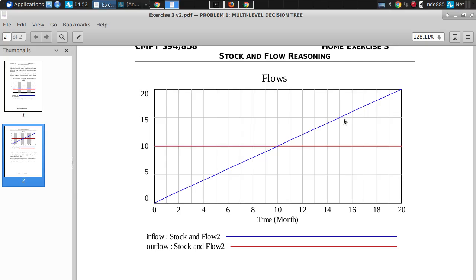The net flow is not constant. That's a good way to put it, because it's the net flow that determines the what of this line? The slope, right? Okay. Another way to put it is that because the net flow is not constant, the stock is going up, sometimes faster, sometimes slower.